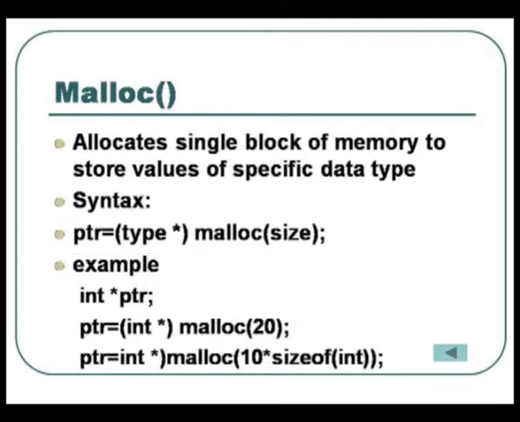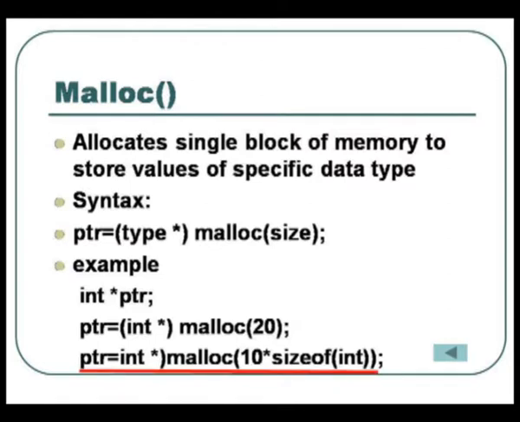Malloc is a function, within brackets the size. So this is an example: integer pointer variable, that pointer is equal to the pointer type followed by the indirection operator within brackets, followed by the memory allocation function malloc, followed by the size. If you do not want to explicitly mention the size as 20 or 40, the second example can be followed, like how many variables of type integer.